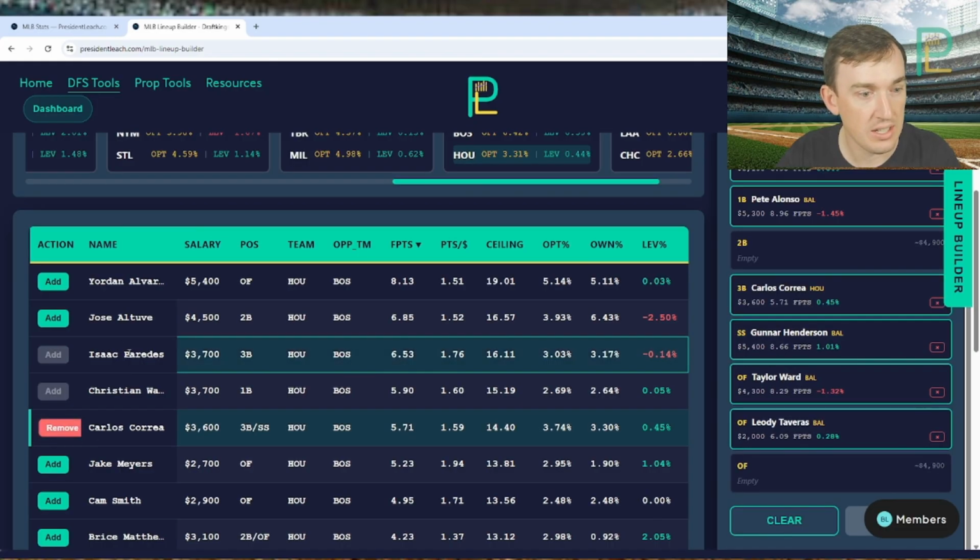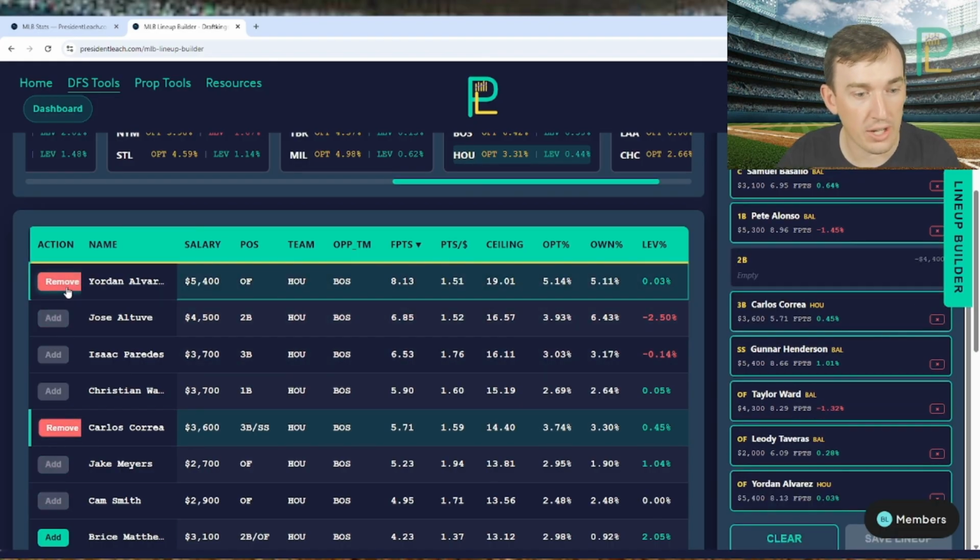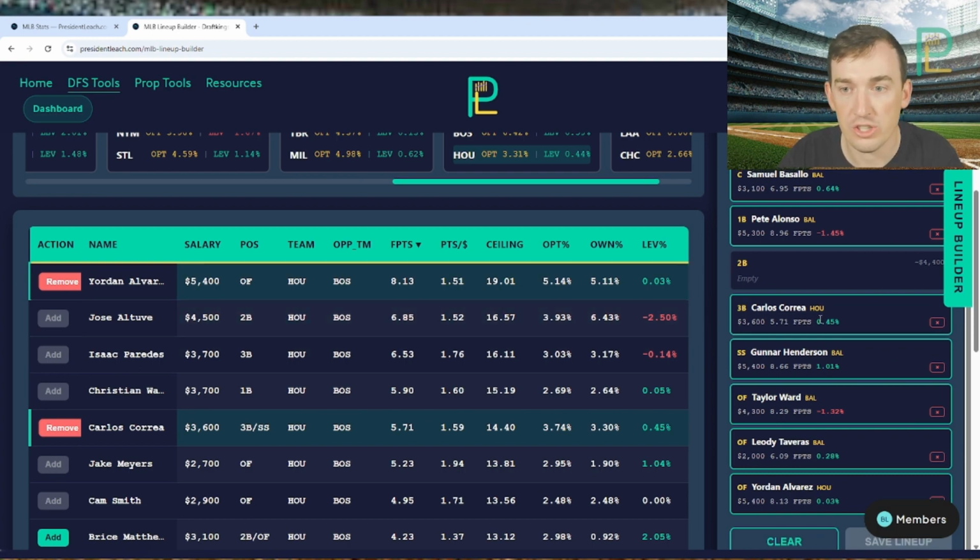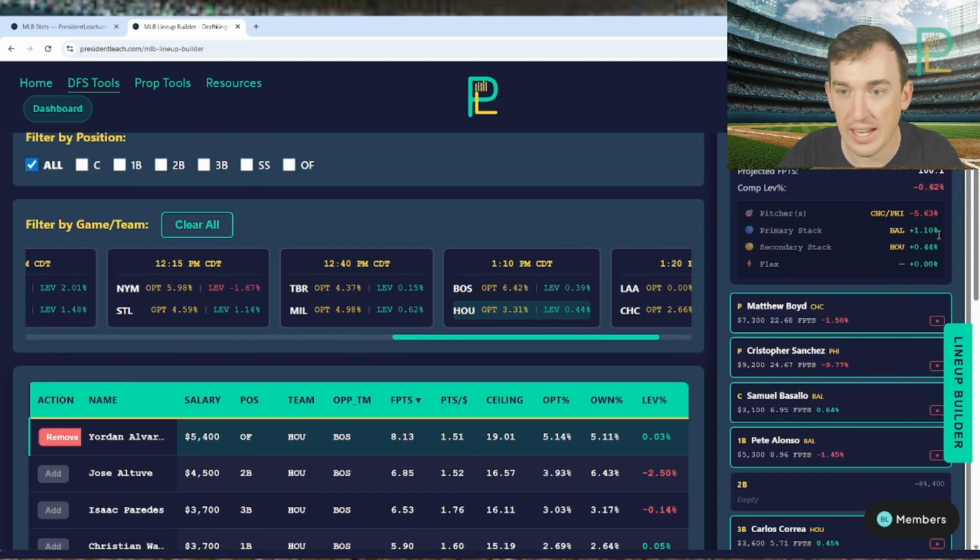Let's add Carlos Correa and Yordan Alvarez to this spot. So it still gives us 4,400 left. And you can see we actually added 2 positively leveraged stacks so far on this slate. So really, I'm happy to see, we're making up for a negatively leveraged pitcher with positively leveraged stacks.